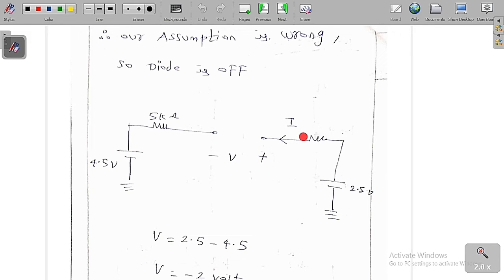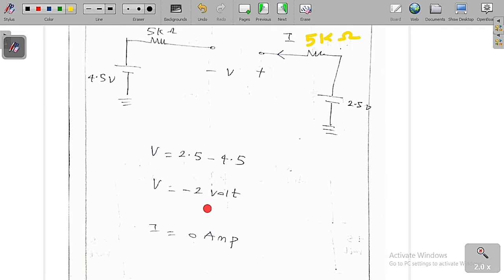So the current is equal to 0, but I want to find what this voltage V is. This is plus, this is minus, so this voltage minus this voltage is 2.5 volt minus 4.5 volt, which is minus 2 volt. So V is equal to minus 2 volt and I is equal to 0 is the correct solution of this question. So V is equal to minus 2 volt and I is equal to 0 ampere. This is the correct solution. Because we got I negative, but we need I to be positive for our assumption to be true.